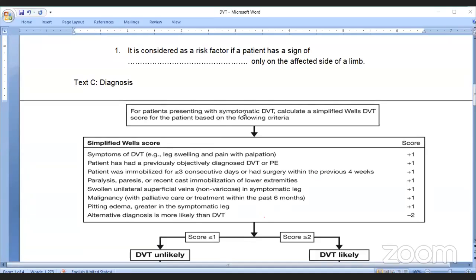So first of all, nothing is written about which leg here, in the risk factors. Symptoms of DVT, this is not written about which leg. Patients had previously objectively diagnosed DVT is not mentioned in which leg. Immobilized for more than 3 consecutive days, had surgery within previous 4 weeks. It is not mentioned which leg. So the first 3 options are not here, okay? Paralysis, paresis, or recent cast immobilization of lower extremities. What does this mean?